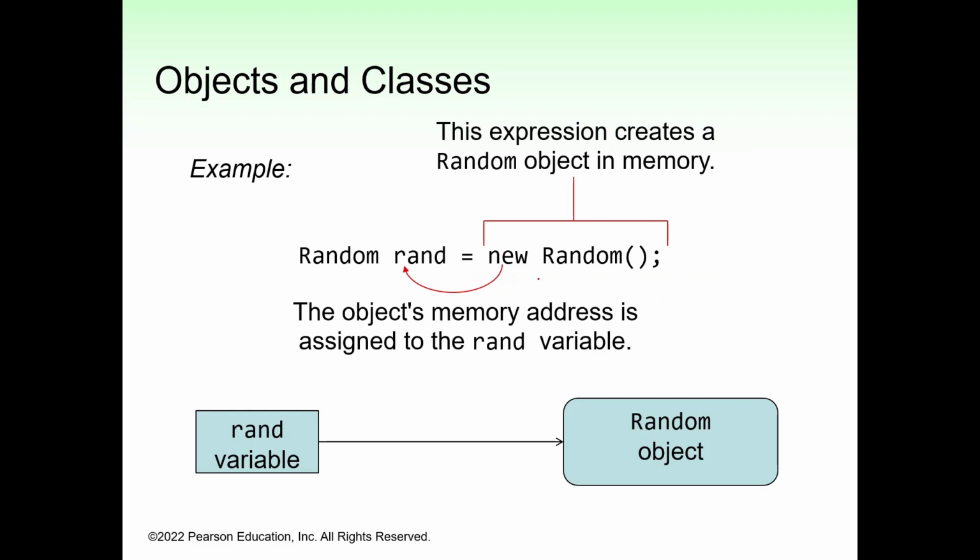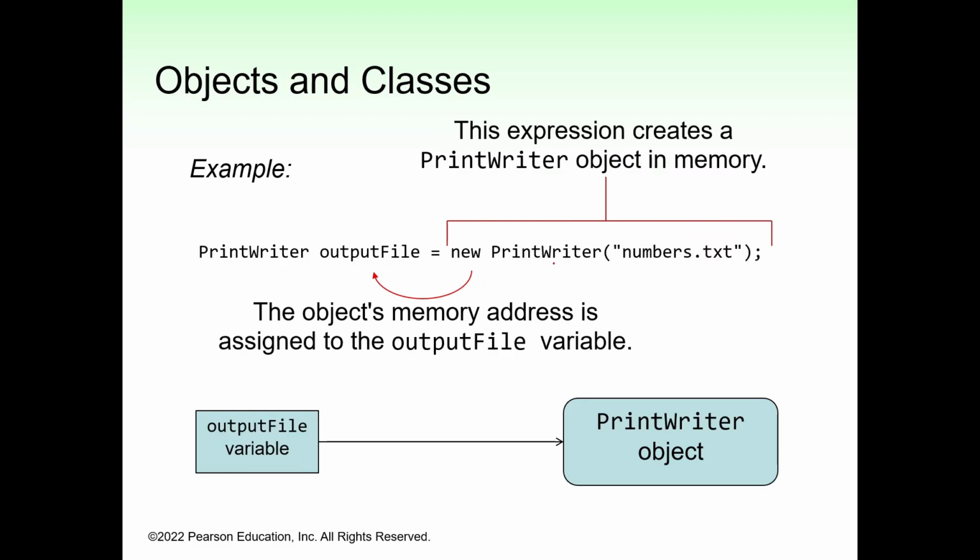We have Random, and this is the way to declare an object from the Random class. Again, the keyword new and Random with empty parentheses. This will create an object of a class called Random. And this is the PrintWriter that you have also seen before. This assignment statement right here is just going to create a new object of the PrintWriter class, a new instance of the PrintWriter class that's going to open a file called numbers.txt.